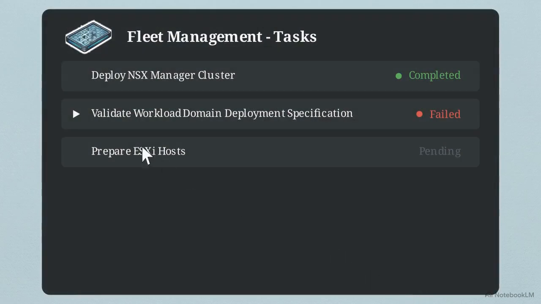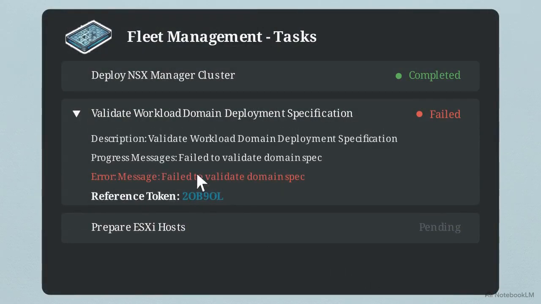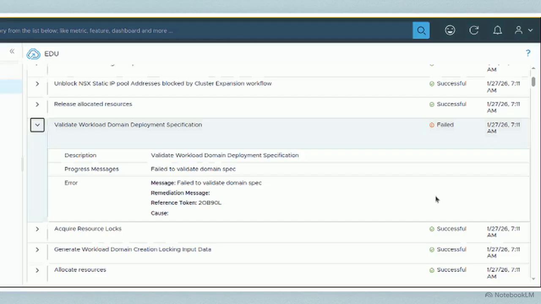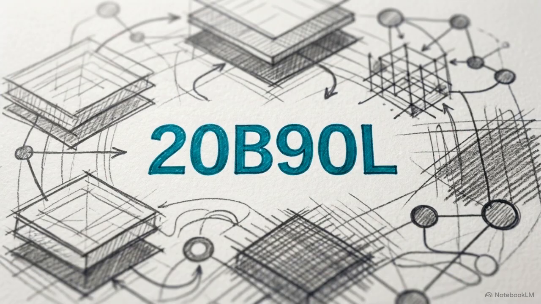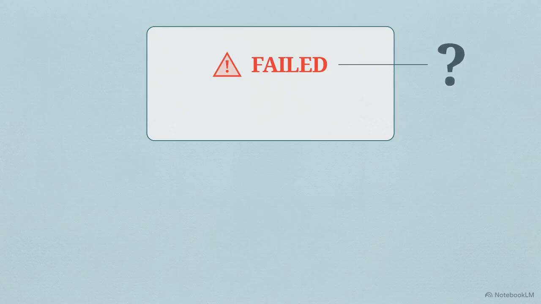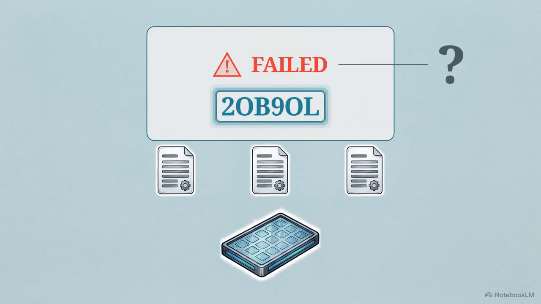To find more context, we expand the specific failed task within the UI. The interface presents progress messages and error fields, but information is limited. "Failed to validate domain spec" is merely a symptom. It provides no actionable intelligence. We need to shift our focus to the reference token string located at the bottom. At this stage of the investigation, this reference token is the only operationally valuable data point on the screen. Because the UI is presenting a symptom rather than the cause, the engineer must use this token to bypass the noise and interrogate the underlying system.